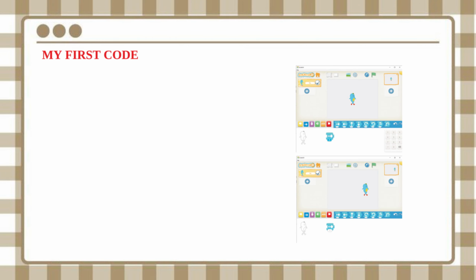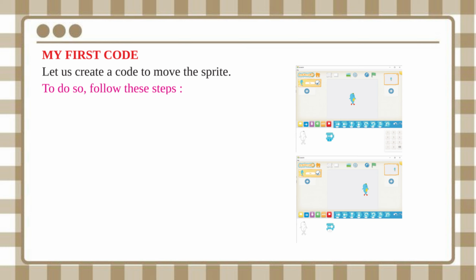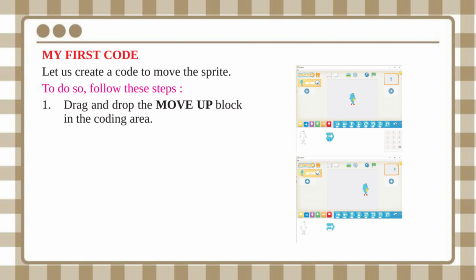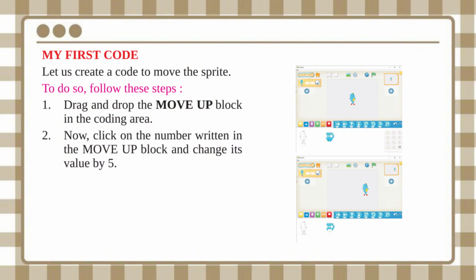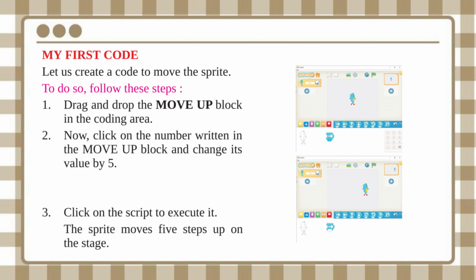My first code. Let us create a code to move the sprite. To do so, follow these steps. 1. Drag and drop the Move Up block in the coding area. 2. Now, click on the number written in the Move Up block and change its value to 5. 3. Click on the script to execute it. The sprite moves 5 steps up on the stage.